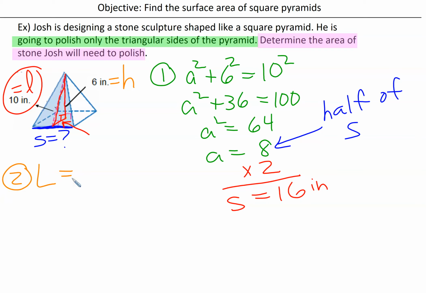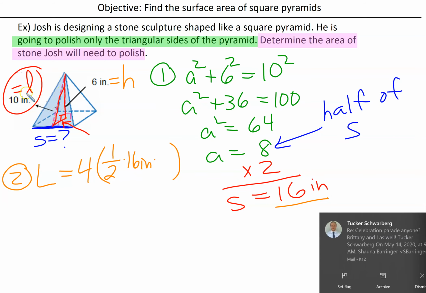our 4 triangles. So you can do 4 times the area of a triangle, or you could do it the other way. I kind of like this way because in my head I see 4 triangles. So area of a triangle is 1/2. The base edge of each triangle is my side length, which remember is 16 inches, times the height of each triangle, which remember is our slant height of 10 inches.